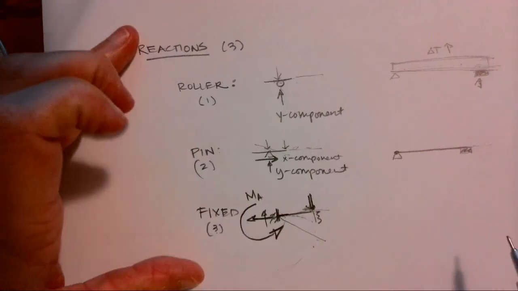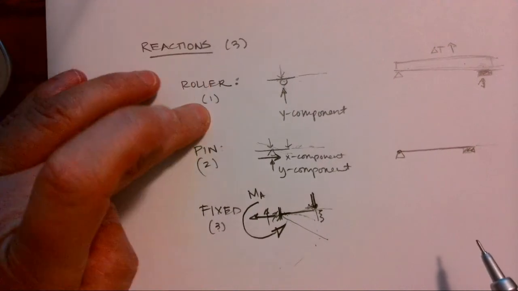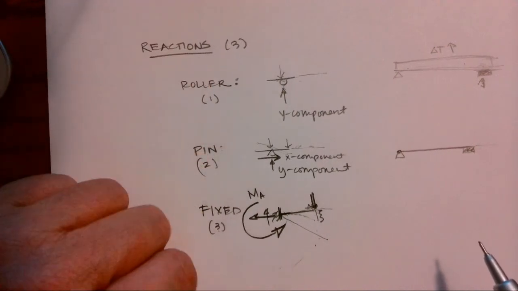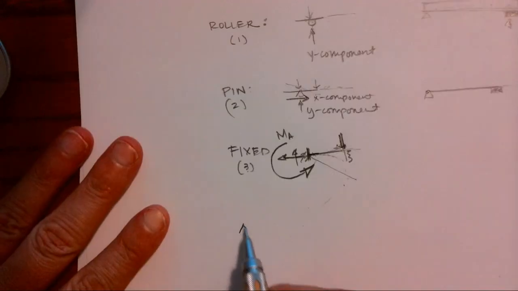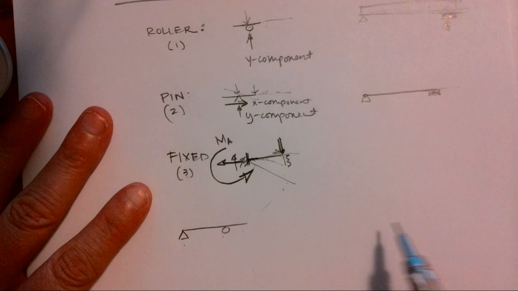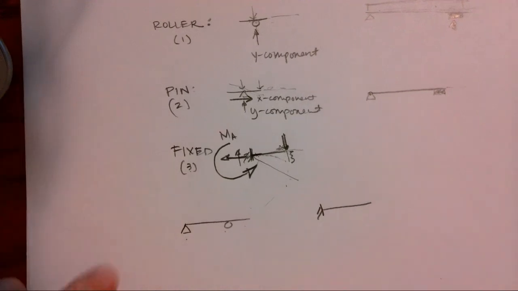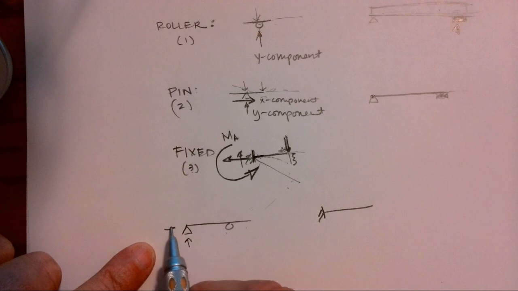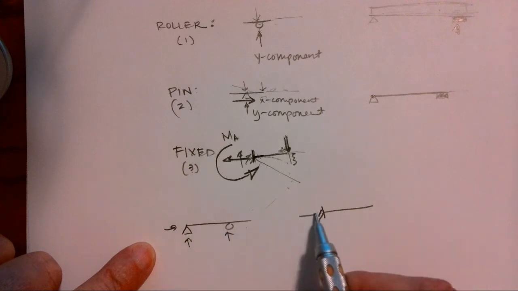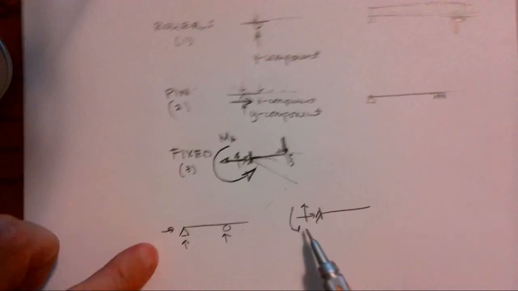So again, 3 reactions: roller, pin, fixed. 1 unknown, 2 unknowns, 3 unknowns. Simply supported can be a system that's a pin and a roller, or simply supported can be a system that's a cantilever. 1, 2, 3. You have to have 3 unknowns or it's not stable.